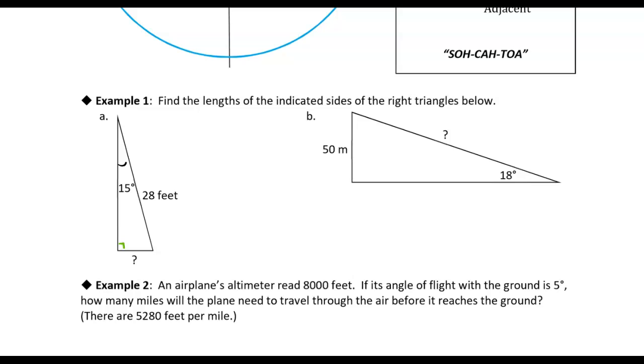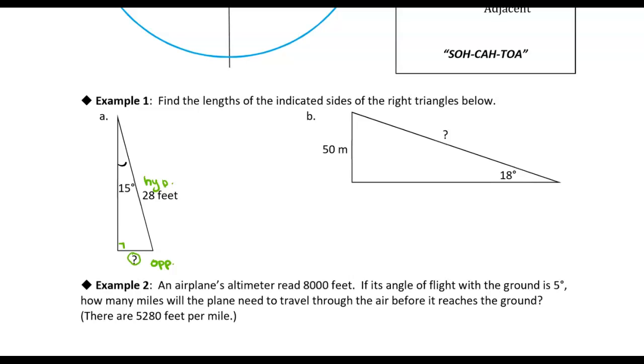Okay, so we're given the hypotenuse, and we want to find this side length here. The side that we're interested in finding is the opposite side. So we want to find the opposite. I'm just going to abbreviate it op. And we're given the hypotenuse, hyp.